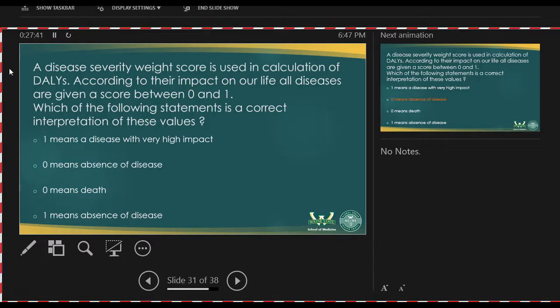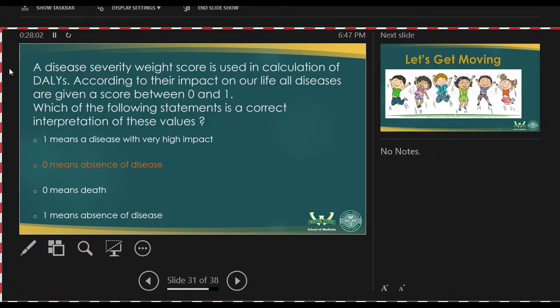What's the answer? 1 means disease with high impact, 0 means absence of disease; 0 means death, 1 means absence of disease. Raise your hand for 1. Raise your hand for 2. Awesome. More. 2. Yeah, there you go. Okay. And 4. Okay, so that's the answer.